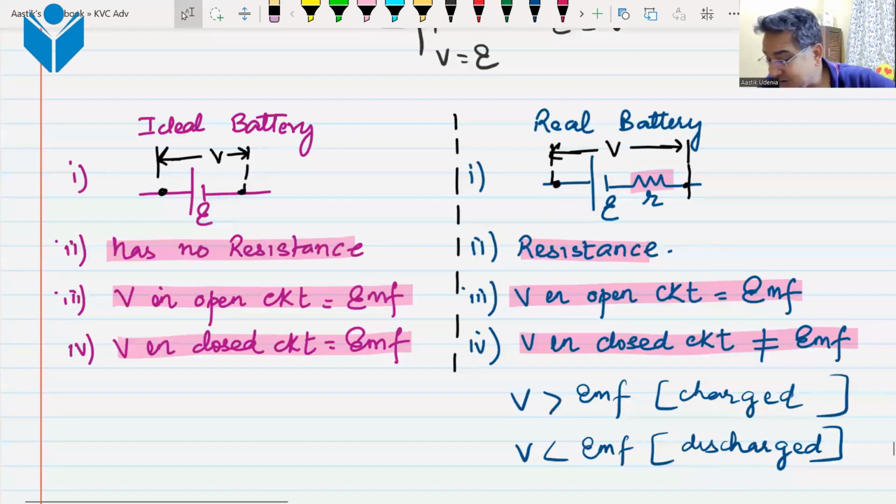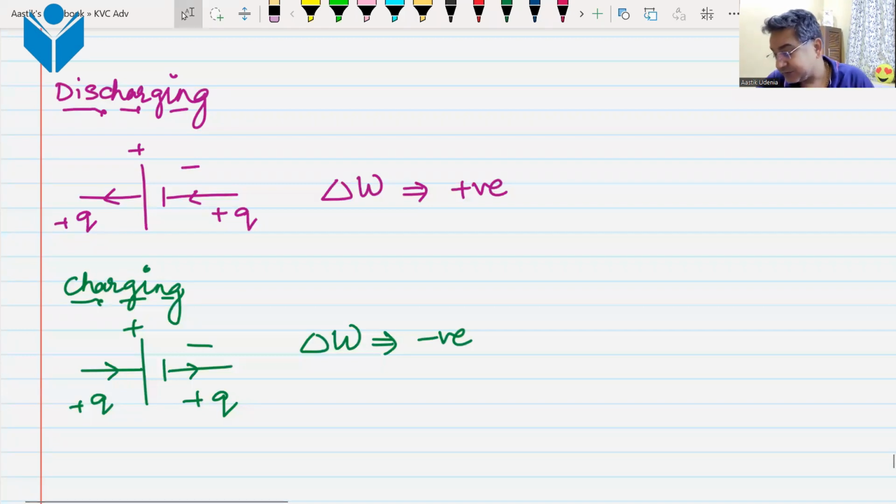Ideal battery and real battery. In ideal battery, there is no resistance, and the potential difference across the battery is always equal to the EMF. For a real battery, the potential difference is not equal to EMF when the battery is connected. In fact, when the battery is getting discharged, the voltage difference is less than the EMF. When the battery is getting charged, the voltage difference is more than the EMF. Charging and discharging. If the battery is discharging, work done by the battery is positive. If the battery is charging, the work done by the battery is negative. We all understand this. We all remember this. Yes, sir.